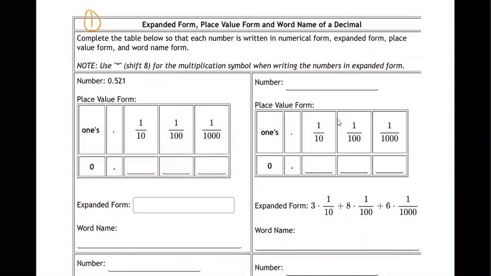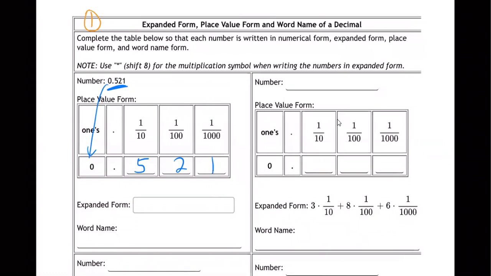So here's the first one. On this number 1, they're giving us right here 0.521. So let me write it down here. Here's going to go the 5, the 2, and the 1. They've already got the 0 for you right there. 0.521. That's our number. Okay, and then they want me to write that in expanded form.